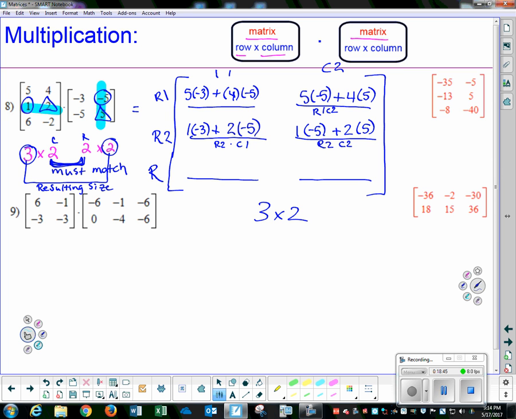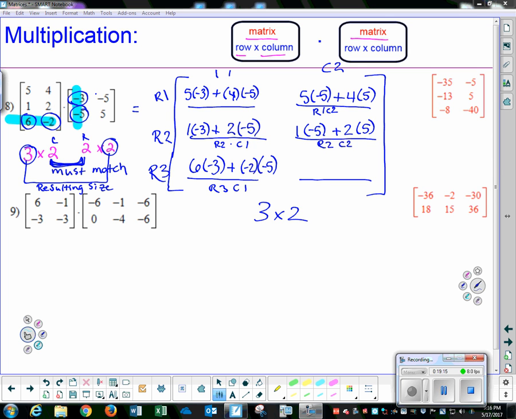Now we're moving down. We're in row 3. So this is row 3, column 1. All right. So row 3, column 1, 6 gets multiplied by -3, added with -2 times -5.